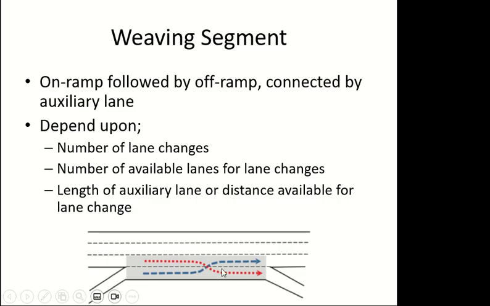So there are three important and unique factors here. First of all, how many lane changes are happening, and usually they are more than in any other type of segment; how many lanes are available to make these lane changes; and how much distance is available to make these lane changes between the two ramps. And the extra lane which is connecting the two ramps is called an auxiliary lane.